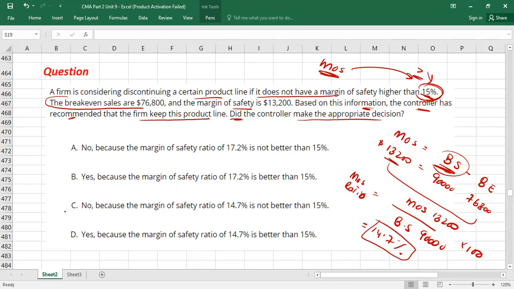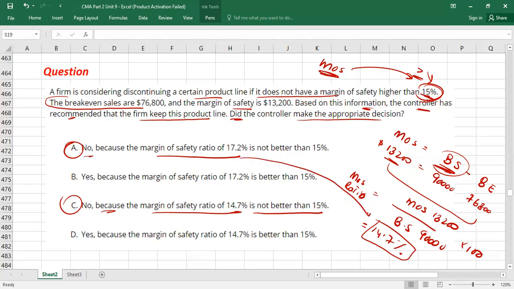So which option is correct? No, because the margin of safety of 14.7% is not better than 15. So we should discontinue. He is not saying it correctly. If you see here, it is also written no. Because the margin of safety is 17.2? No, the margin of safety is not 17.2. It is 14.7. So option C is correct. The answer is not yes. Understood, guys? I hope it is clear.